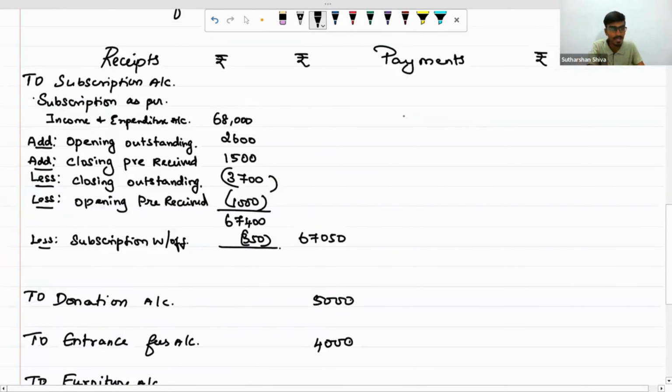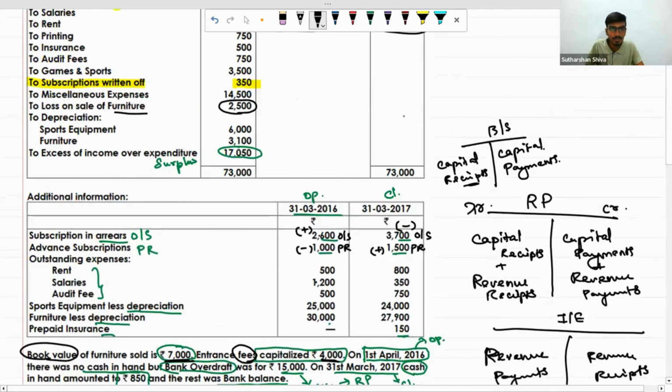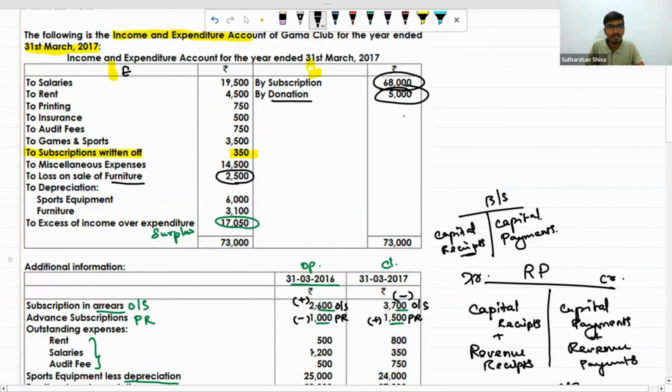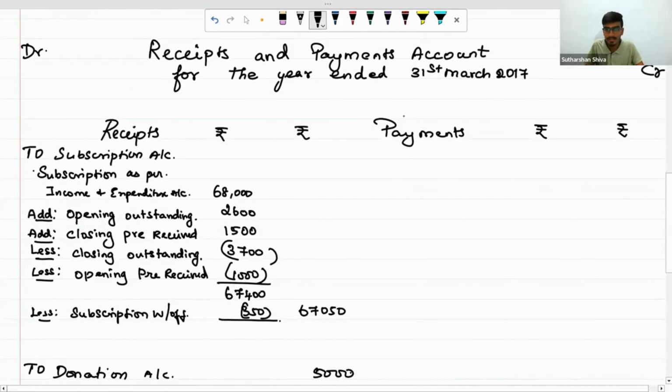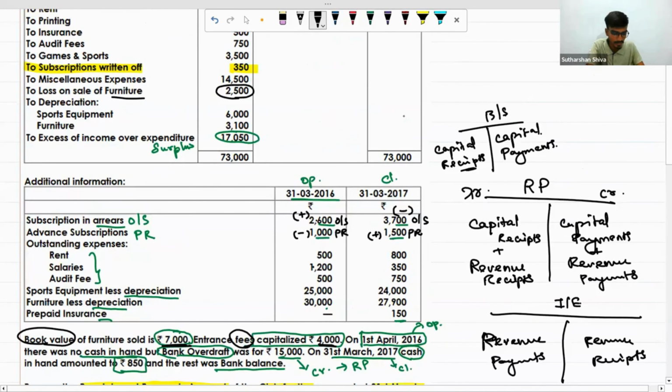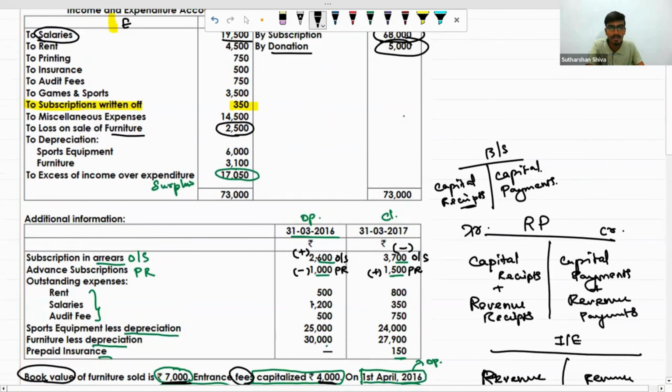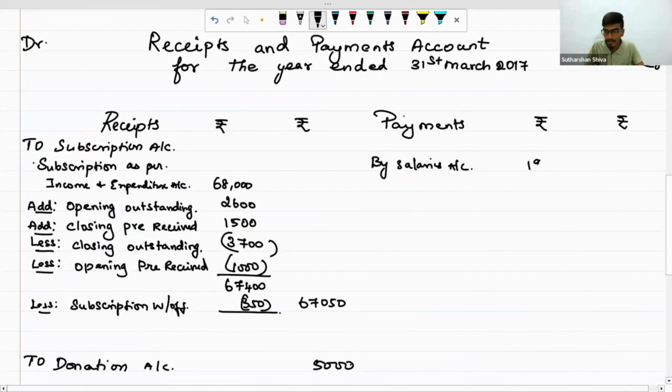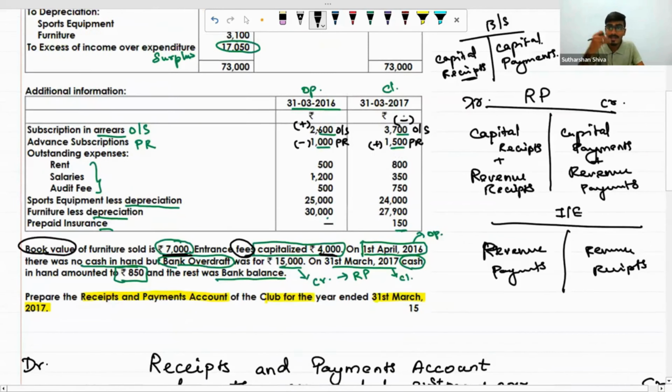Only the right hand side is pending, which we can easily do. Now coming to the expenditure side. In this expenditure side, we have salaries. Okay, 19,500. Write down by salaries account. What value have they given for the salaries account? 19,500 they have given. From 19,500, we are going with the reversal technique.